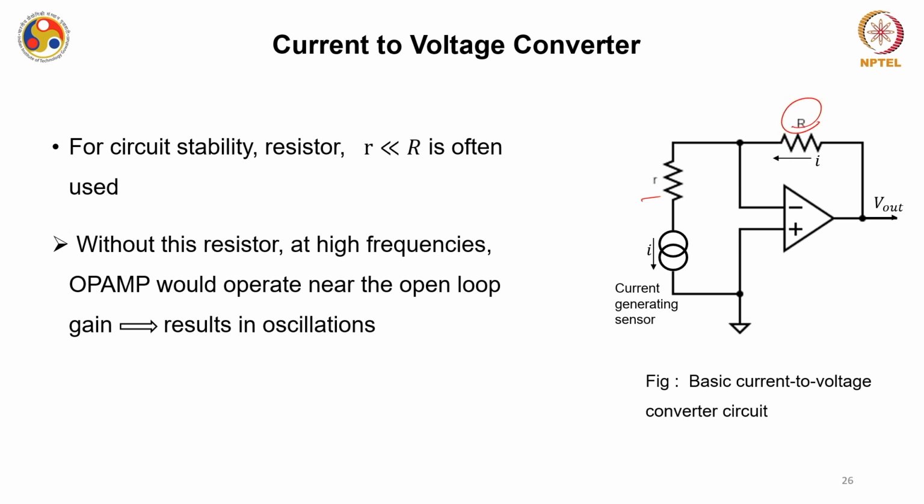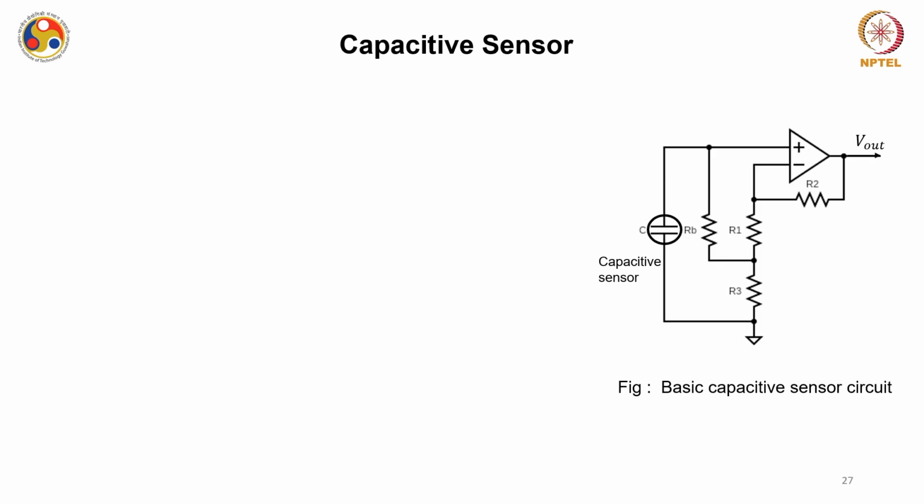Without this resistor, at high frequencies the op amp would operate near the open loop, the highest open loop gain actually, and this will introduce some kind of oscillation in the circuit. So, if you introduce this R, you are decreasing the chance of oscillation, or you are providing some kind of damping.